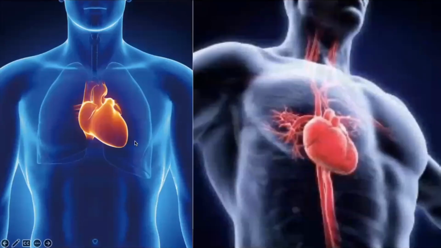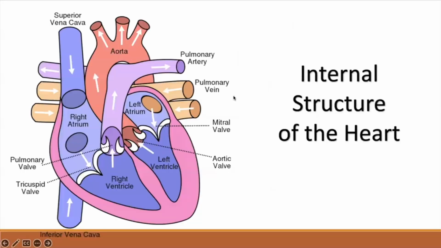So we see here the position of the heart. It's between the lungs in the middle of the chest, right there between those two lungs. It has to be close to the lungs because the lungs and the heart need each other tremendously. All right. So it's very important to look at the parts of the heart to understand them.